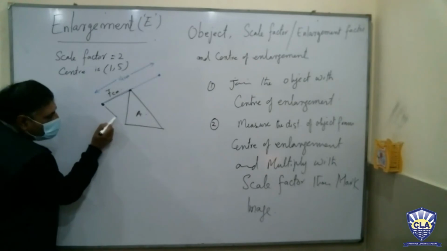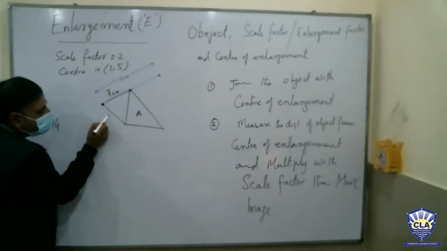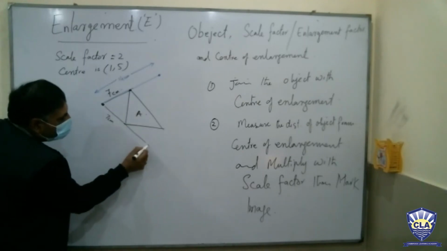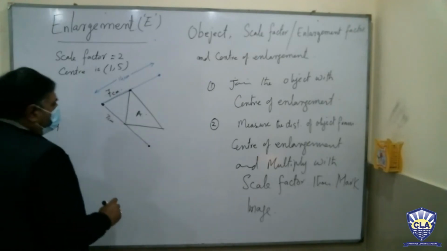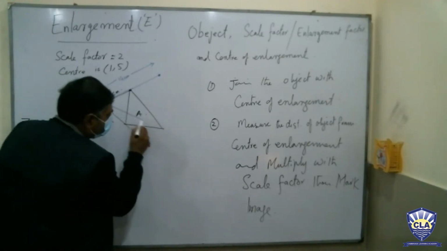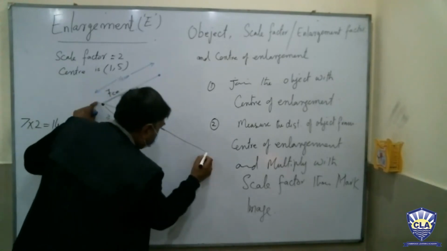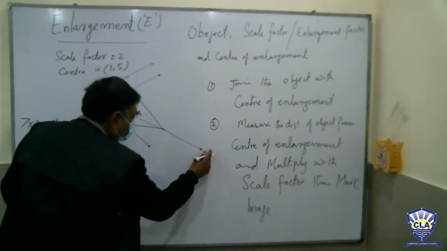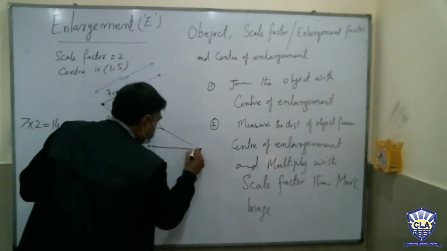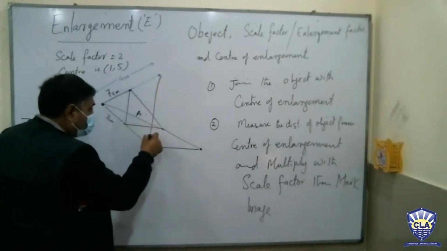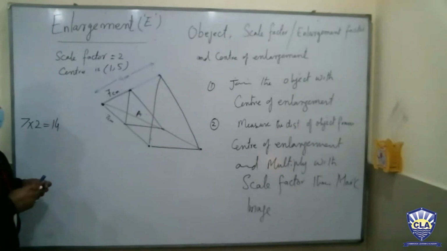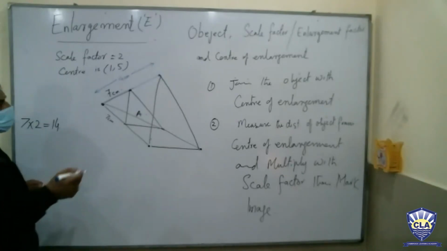Let us suppose it is again 7 centimeter on the same line. 14 centimeters. Now join this one and you will get the enlarged diagram.